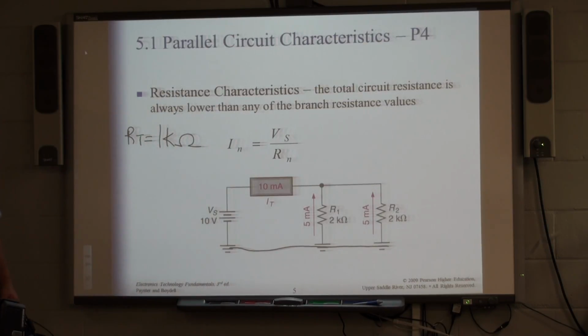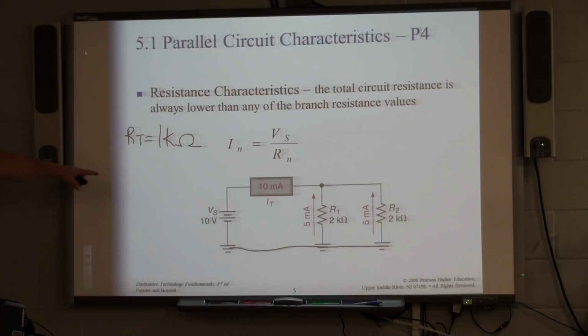Now you're thinking to yourself, but wait a minute, 2K and 2K is 4. Resistors are supposed to add. They do in series circuits. They don't in parallel. If they're equal, we can kind of say we divide. But we're going to show you a formula in a minute that shows you exactly what happened.